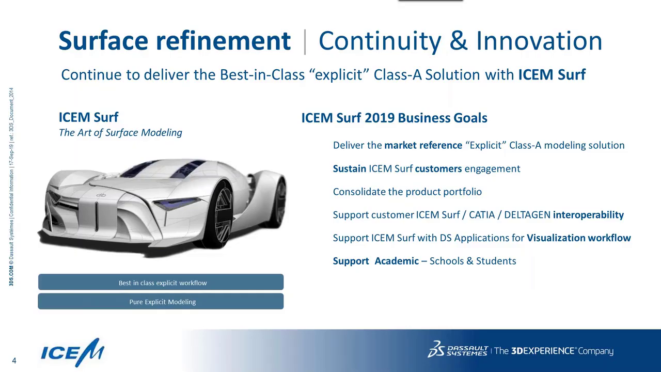So for continuity and innovation, we intend to continue to deliver the best-in-class explicit Class A solution. It is the reference for surfacing, and we plan to continue our customer engagement. We get our enhancement requests from our customers. We wish to consolidate the product portfolio and improve the interoperability between our products like CATIA and DeltaGen. We are very keen to support our academic customers, pushing it for students, so that's very important to us also.